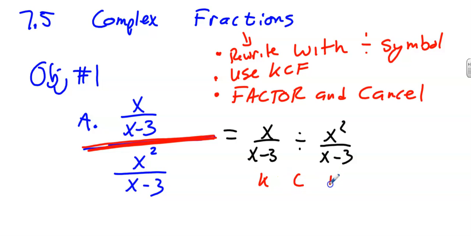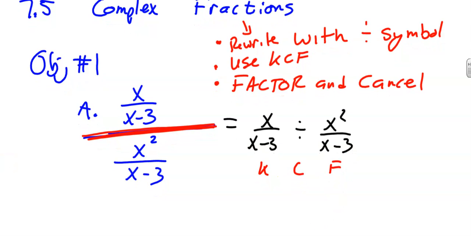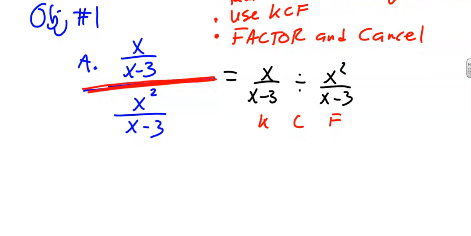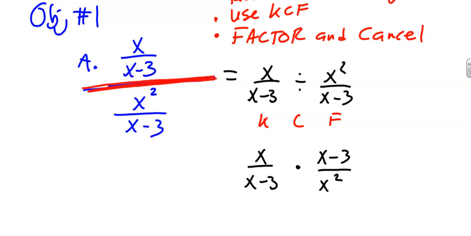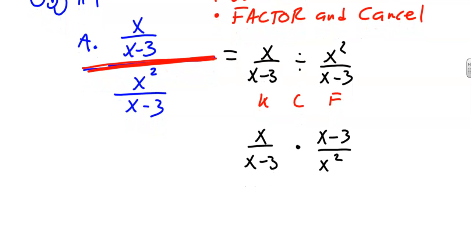Keep it, change it, and flip it. Okay, so now we've got x over x minus 3 times x minus 3 over x squared. Okay, so we keep, change, flip, we got it here. Now, from this point you factor it. There's really nothing for this one that you can do to factor. So it's pretty much stuck.